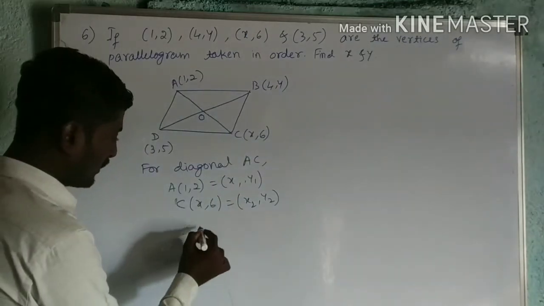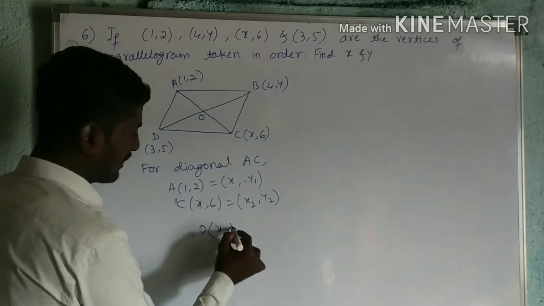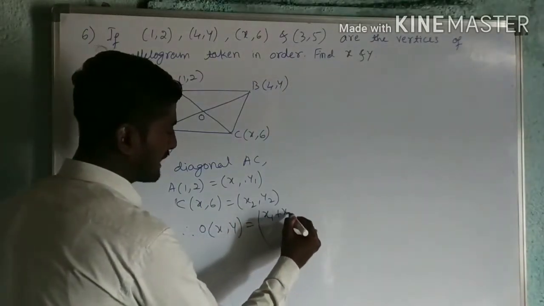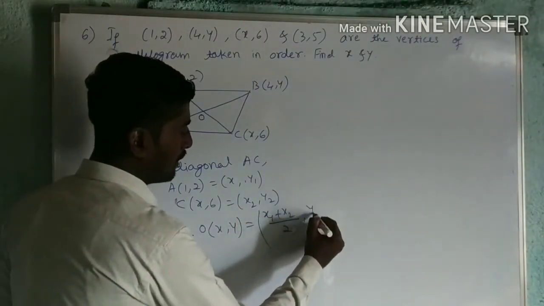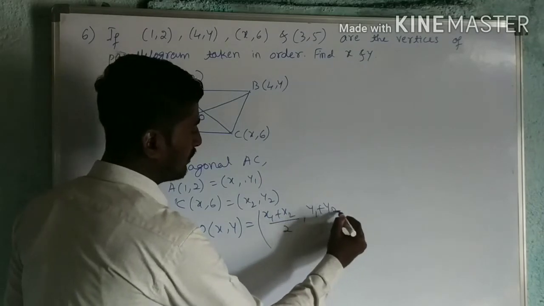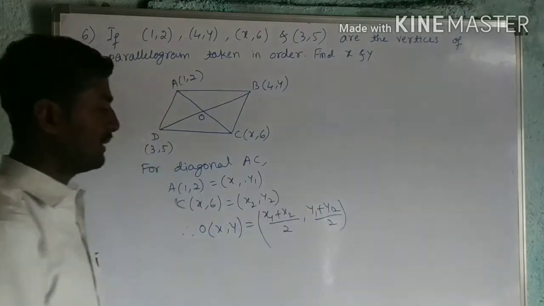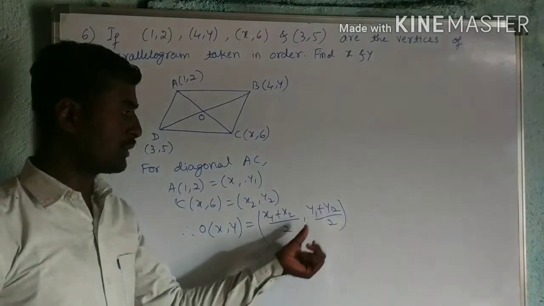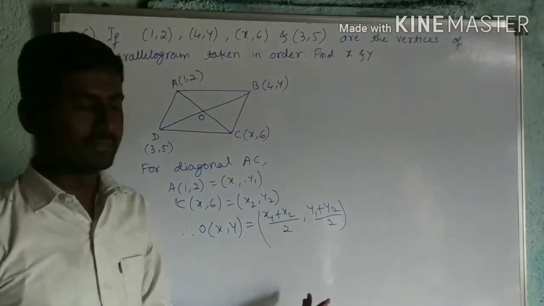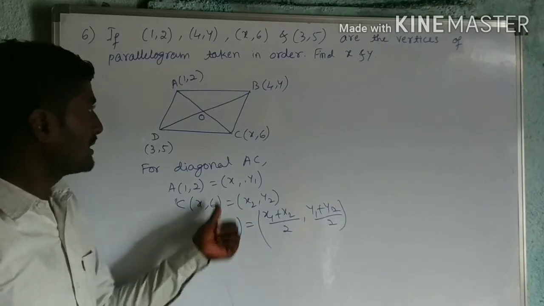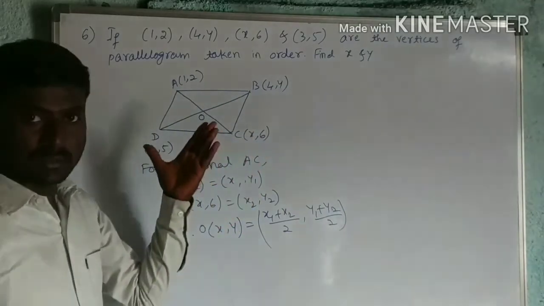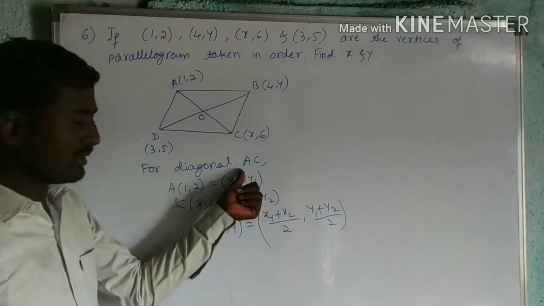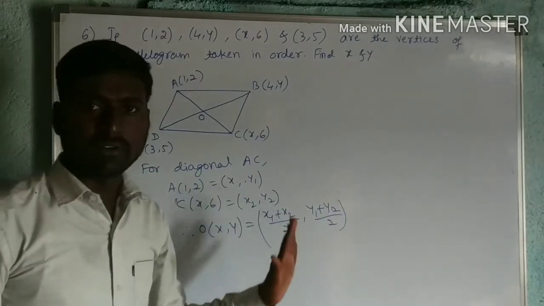So O of x comma y is equal to x1 plus x2 by 2 comma y1 plus y2 divided by 2. This is the midpoint formula. It can also be written as x2 plus x1 by 2 comma y2 plus y1 by 2. Both are the same. So here O is the midpoint of AC, and I am going to find the midpoint O for the diagonal AC. Now I apply the midpoint formula.